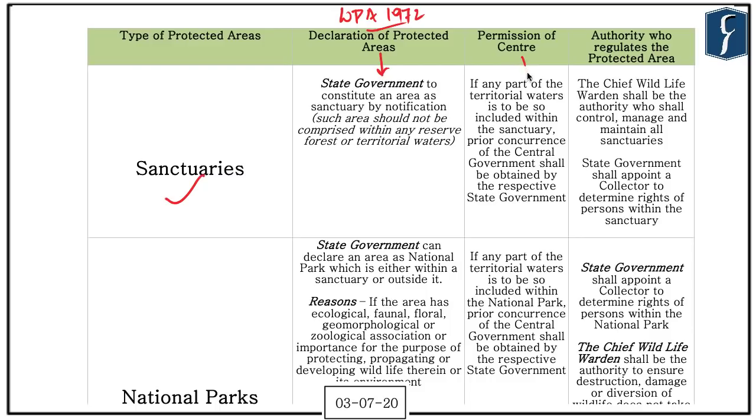Now as far as the permission for declaration of such an area as a wildlife sanctuary is concerned, the state government will have to take the permission of the center if and only if any part of that sanctuary is a part of territorial water. Otherwise, it shall not have to take the permission. And as far as the governance of wildlife sanctuaries is concerned, we know that they are governed by the officers of the Indian Forest Service, and in this case, the rank will be Chief Wildlife Warden, who shall be the authority who shall control, manage and maintain all sanctuaries.